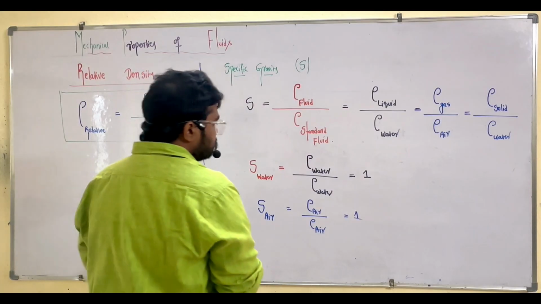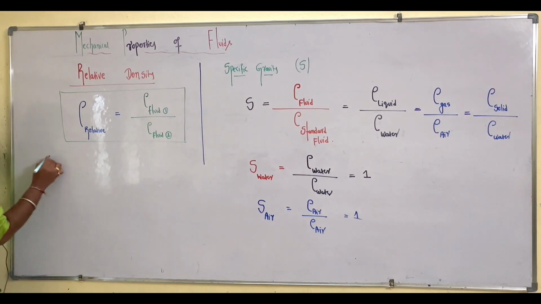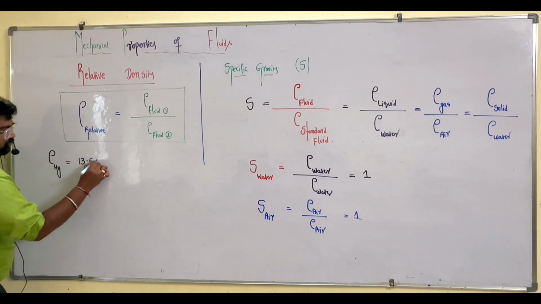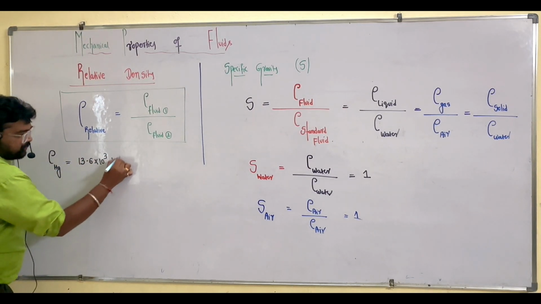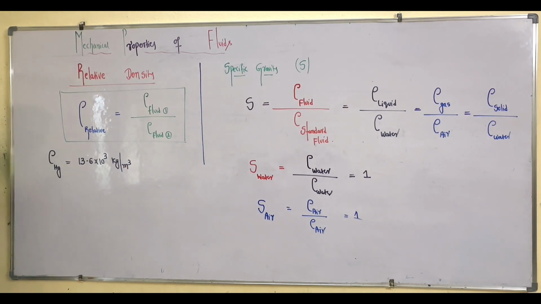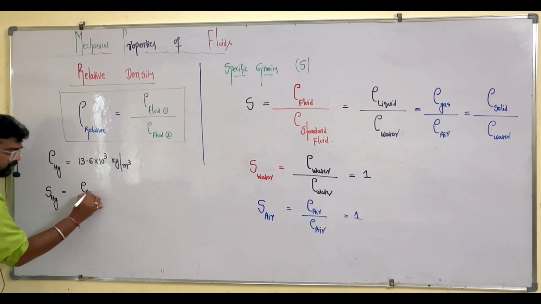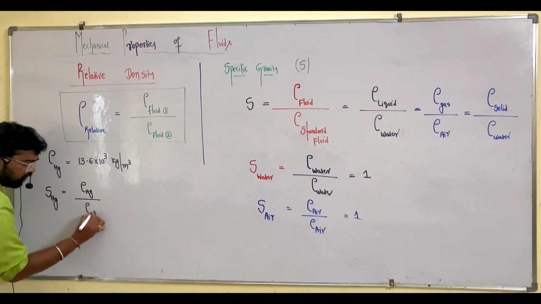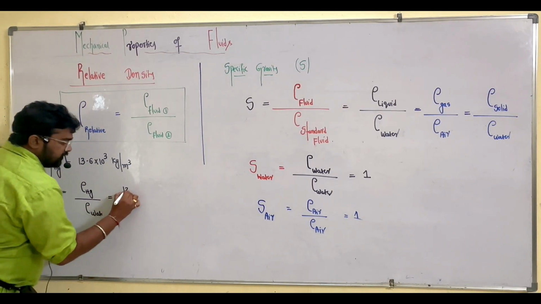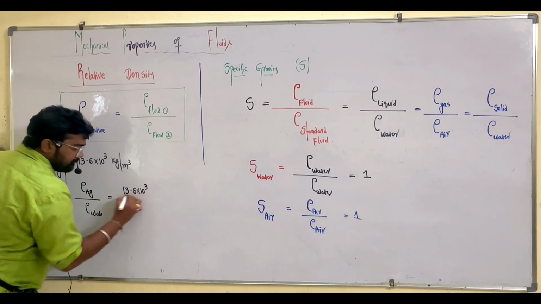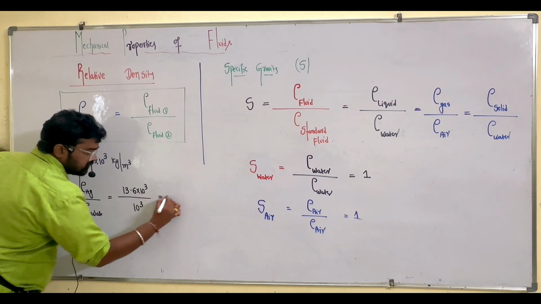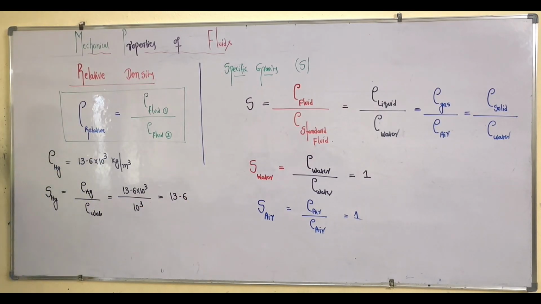Now the density of mercury is 13.6 into 10 power 3 kg per meter cube. So what is the specific gravity of mercury? Density of the mercury by the standard fluid, water. 13.6 into 10 cube by 10 cube equals 13.6. Specific gravity of mercury is 13.6.